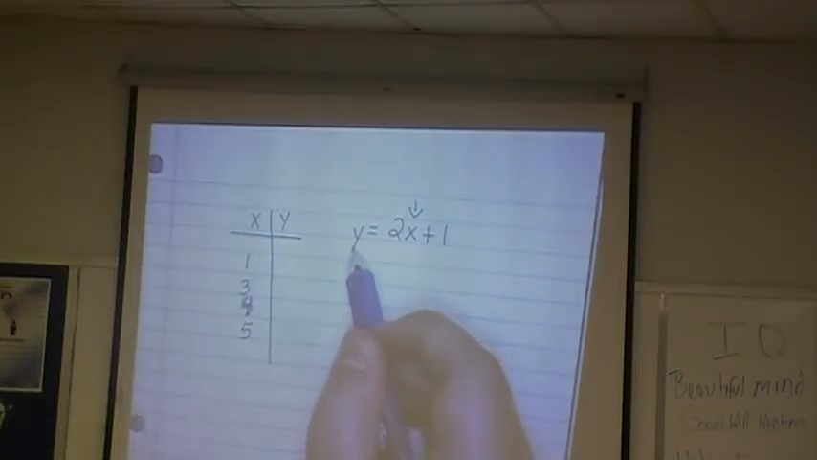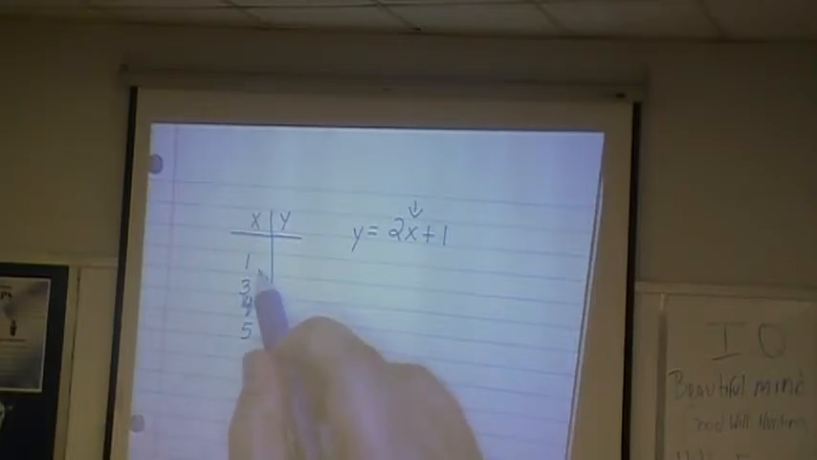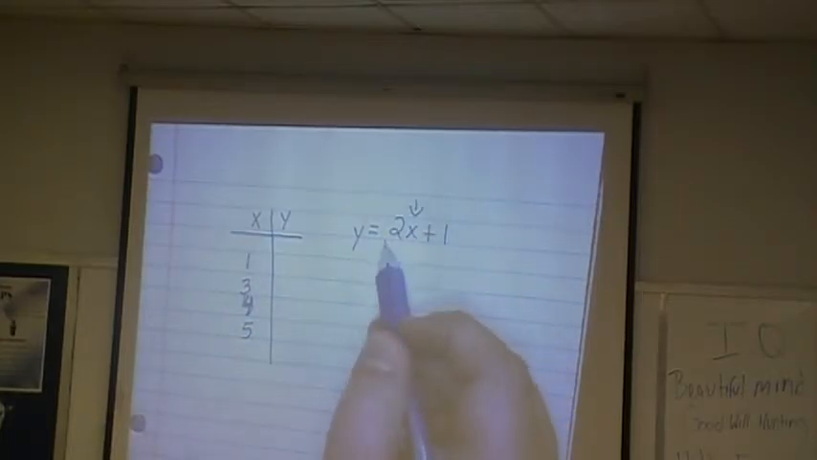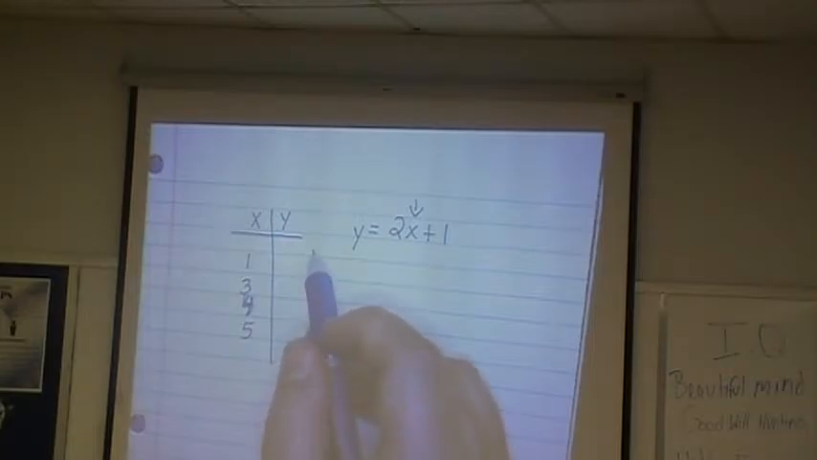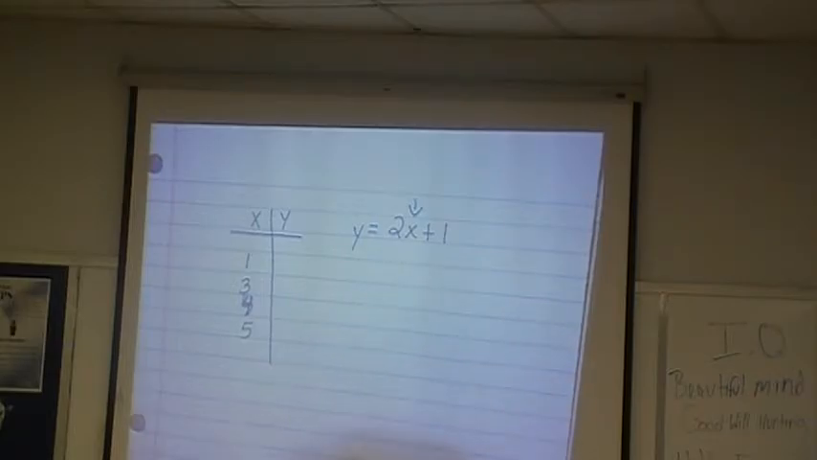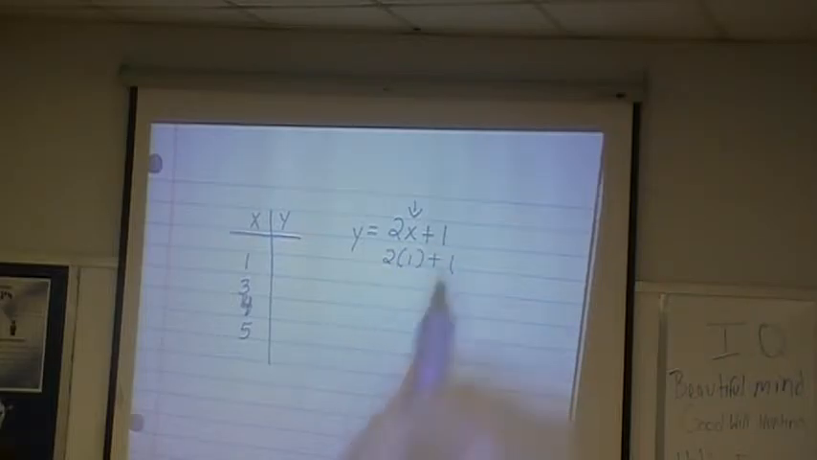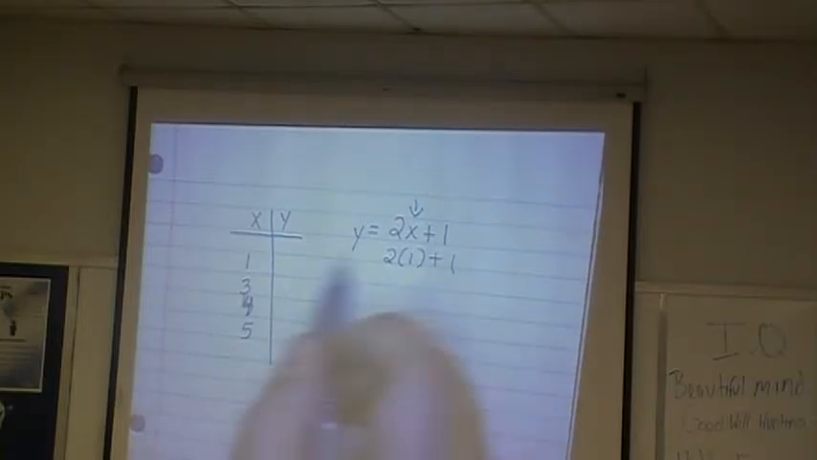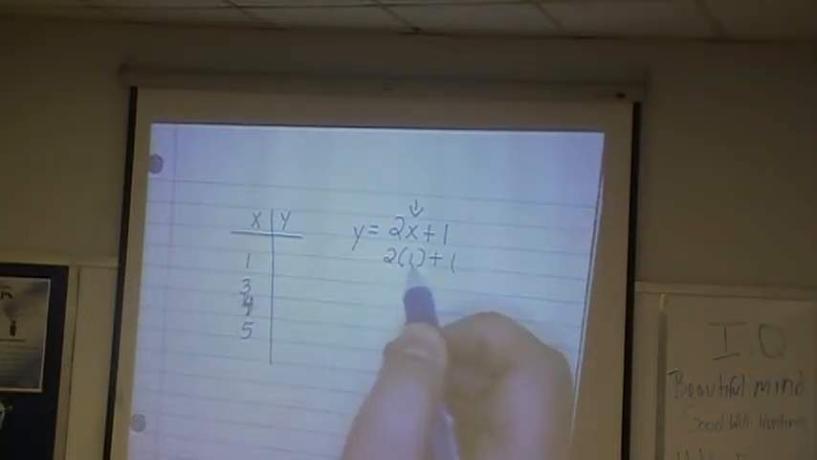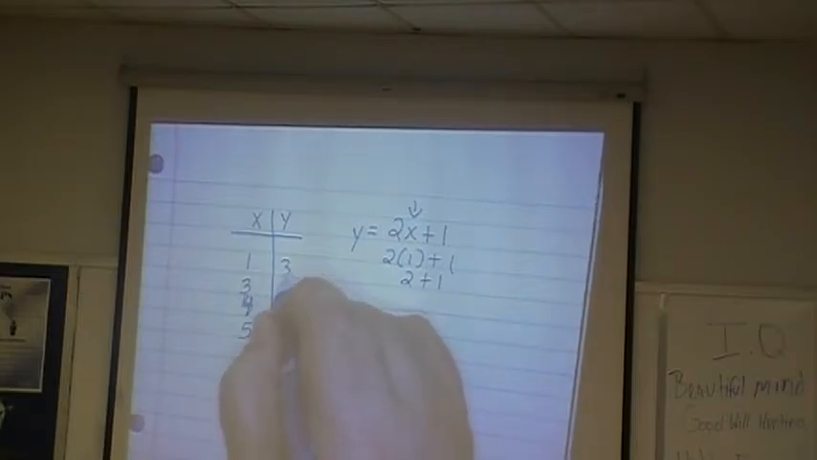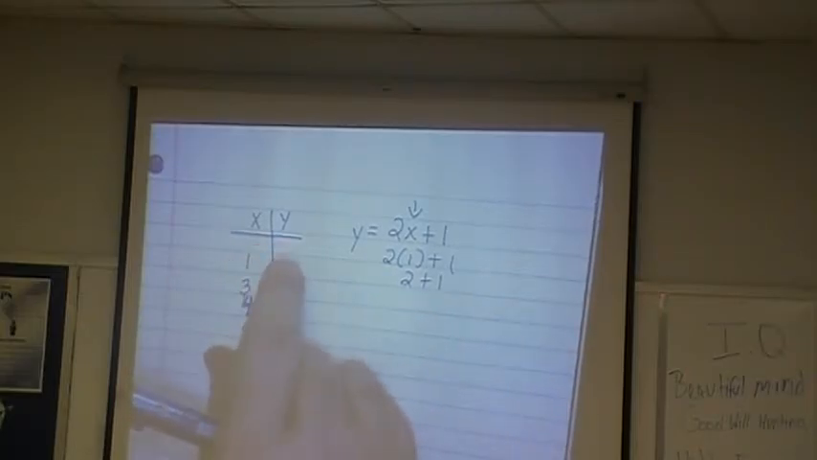Because right here it says, hey, y equals, you input this x, this is what's happening to it, and it's going to shoot out that y. So when I say, okay, I'm going to put a 1 where the x is. Wherever your x is, you need to put it in parentheses because this means 2 times x. So I'm going to say 2 times 1 plus 1. All I did was take that x and put it where that x is. So what's 2 times 1? 2 plus 1 is what? 3. So when x is 1, y is 3.